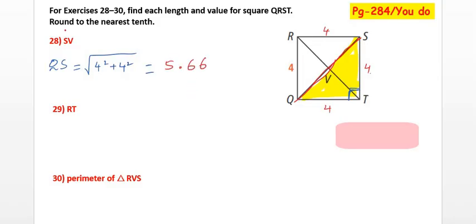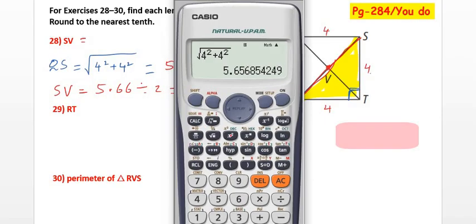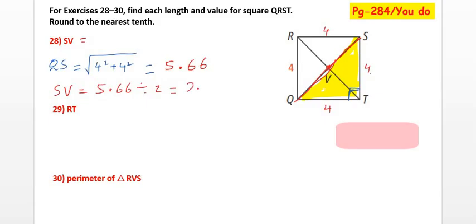5.66, right? So if I want to find SV, SV will actually be half of this whole line because both the diagonals get bisected. So we can say 5.66 divided by 2. Let's divide it by 2. The final answer is 2.8, right? We have to give the answer to the nearest tenth, so we will write it only as 2.8.